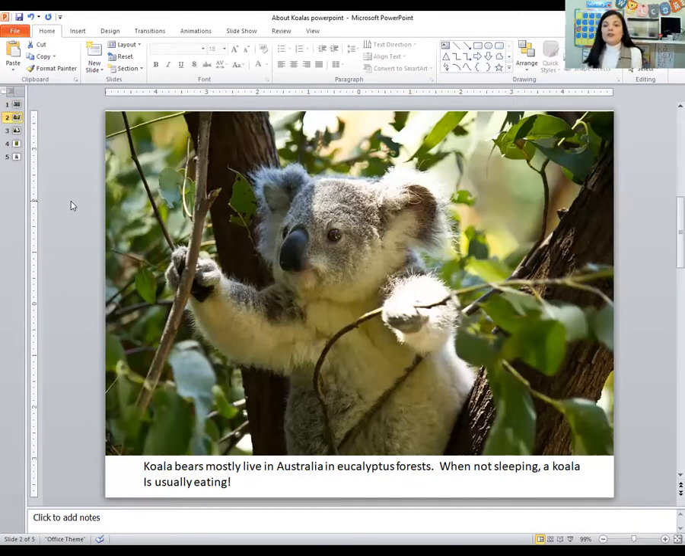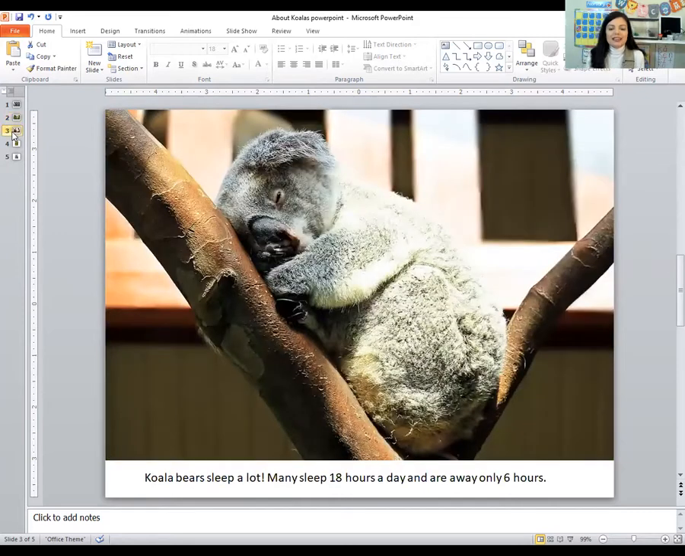The most favorite leaf that a koala bear loves to eat the most is the eucalyptus leaf. The eucalyptus leaf comes from a eucalyptus tree. When a koala bear is not eating, which it loves to do all the time, it's sleeping. A koala bear sleeps more than it eats. It sleeps about 18 hours a day, and it's awake for only about 6 hours. So that's kind of the opposite of people. We're awake most of the day and asleep for just a small portion.